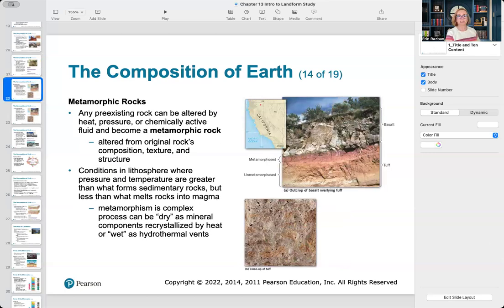All right. The next rock type is metamorphic rock. The third major rock type forms through transformation. Metamorphic rocks, the word metamorphic means transformation. So metamorphic rocks start as either igneous or sedimentary rocks that are then changed dramatically by heat, pressure, or chemical fluids, all without actually melting.